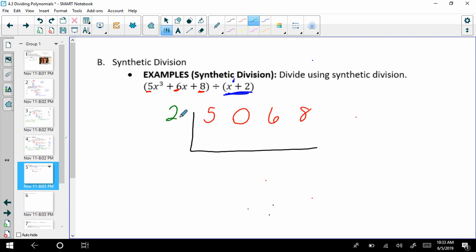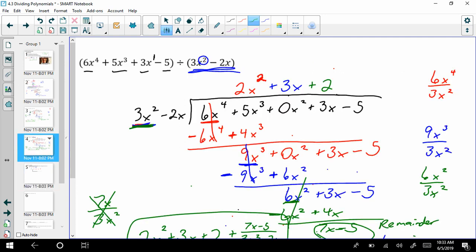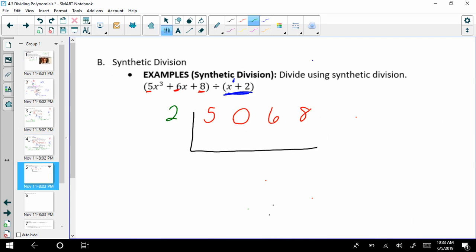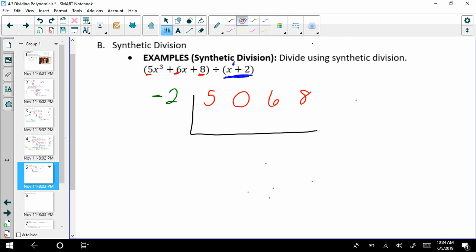But here's the catch. Remember when I did long division, every time I brought numbers down, I would always change the signs, change the signs, change the signs. Well, part of the shortcut to synthetic division, rather than changing the signs every time, the number that we're going to divide by, we're going to turn it opposite right away. And then we don't have to change the signs every single time. All right, so we're ready to begin.